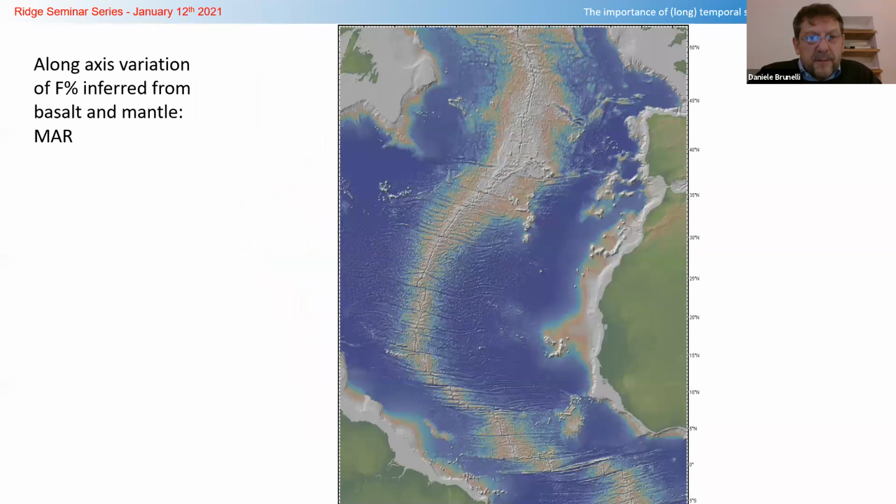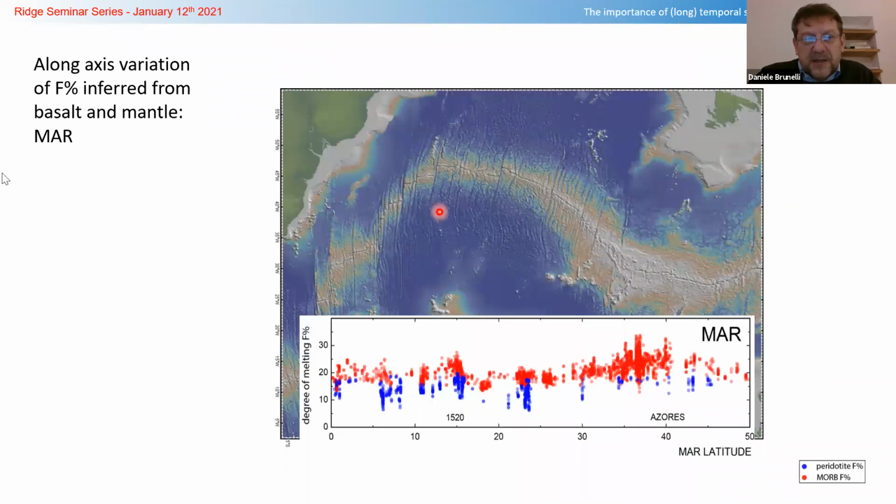And I've compiled, only for the mid-Atlantic ridge, the degrees of melting that we can infer from the mantle rocks and the basalts sampled along the mid-Atlantic ridge. And we always observe that the basalts record a higher degree of melting with respect to the mantle rocks sampled in the same region. That tells us that we probably observe this cooling effect everywhere along the mid-Atlantic ridge, at least for the sectors sampled enough to make possible a comparison between the two members.